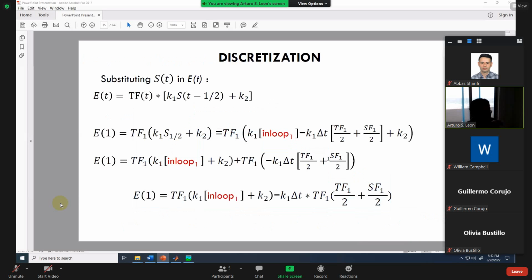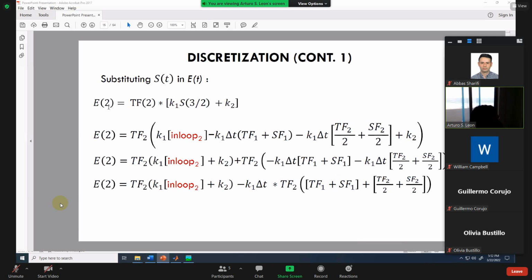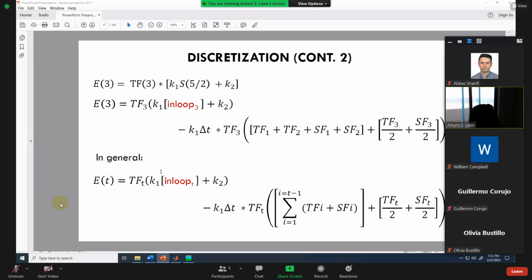Okay, so now we can also discretize the energy, because I have a turbine flow, K1 times S. So basically, I'm simply replacing the formula here. This is electricity for the first hour, electricity for the second hour, electricity for the third hour. And after I do that, I figure out that they have a pattern. So the electricity at any time will be given by this formula.